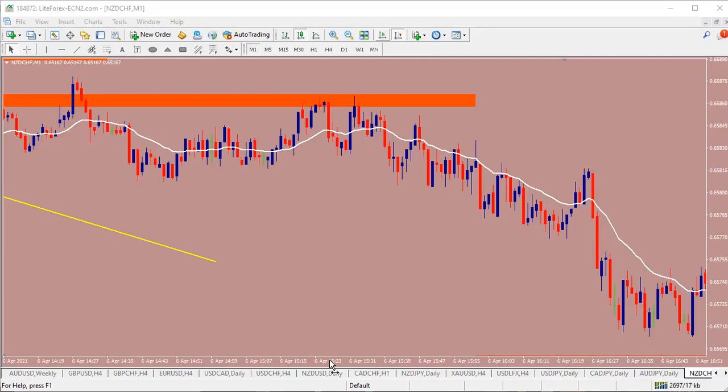So I want to ask something. You said that the market always respects the lower time frame before it gets to the higher time frame.